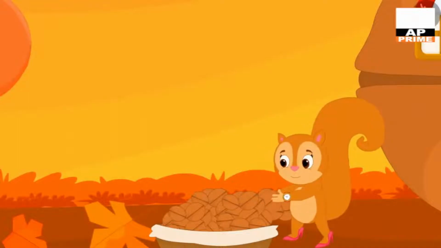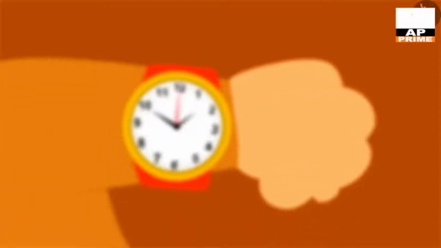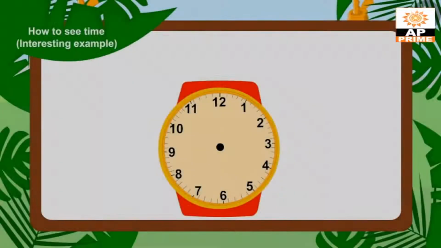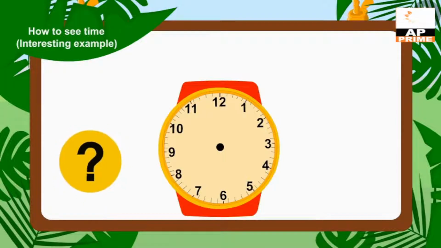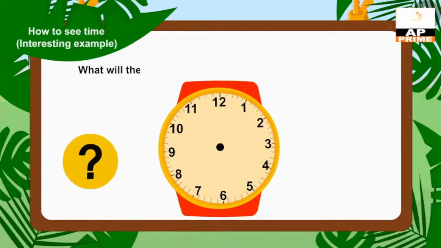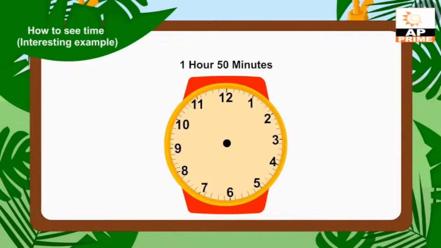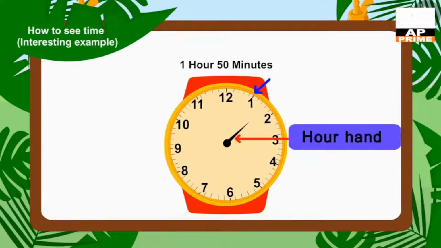Chanda was so happy that she forgot about the time. Now, when she saw the time in the clock, it was 50 minutes past 1. Children, can you tell us what the needles of the clock will look like at 1 hour 50 minutes? Because a few minutes have passed since 1, the hour needle will be between numbers 1 and 2.